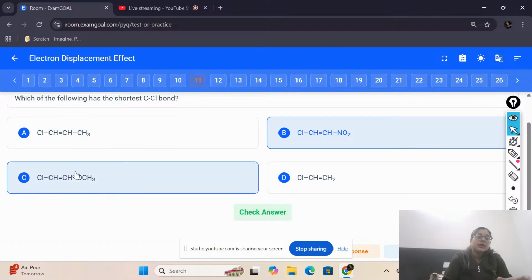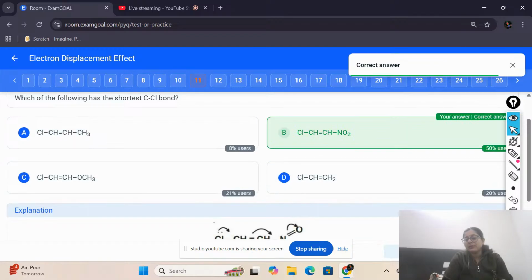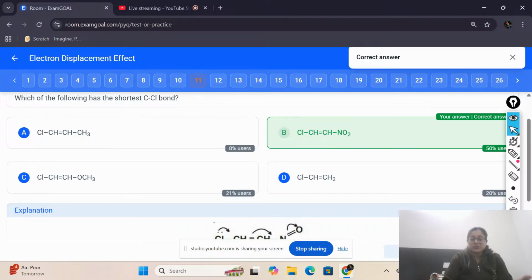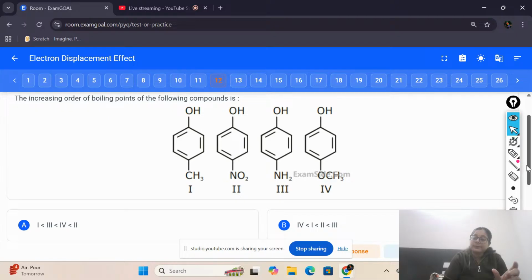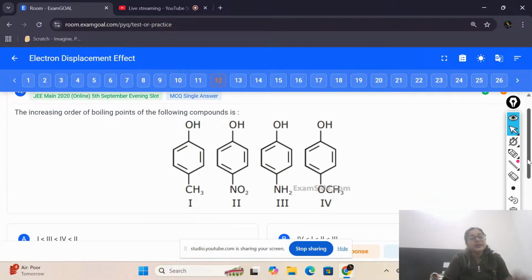Here plus I group, here plus I group. There is no group, there is minus I group. So the minus I group will be the correct answer, where the C-Cl bond is the shortest bond due to partial double bond character. Increasing order of the boiling point.